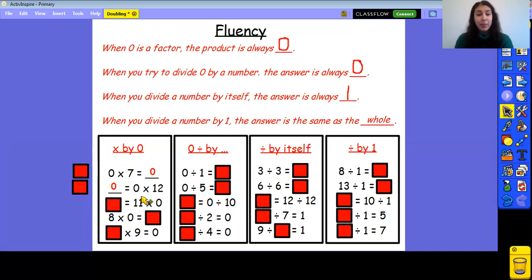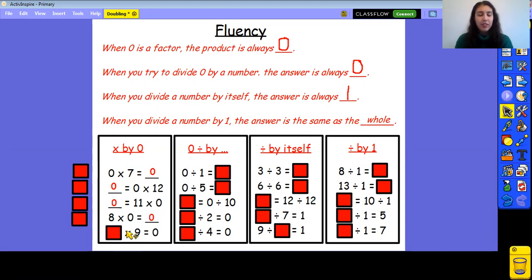Same again, but this time 0 has moved to the opposite side of that multiplication symbol. So 11 times 0, well, 0 is still a factor, so my product is 0. And 8 times 0, same again, 0 is a factor, so my product is 0.